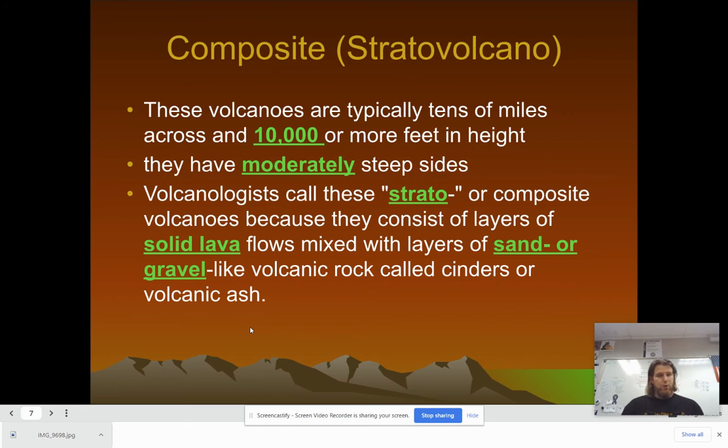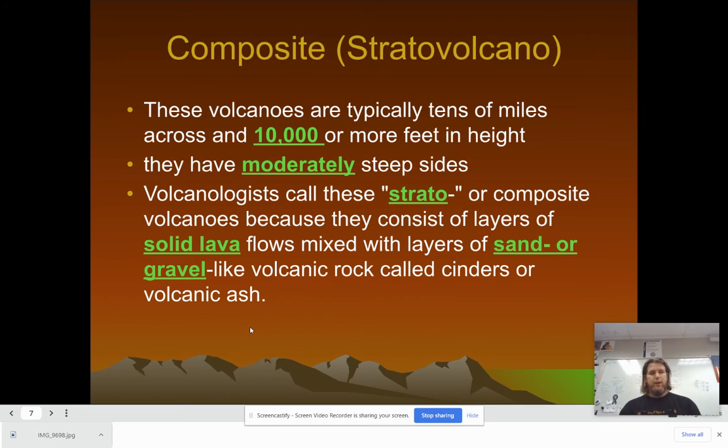They're called strato or composite volcanoes because they consist of layers of solid lava flows mixed with layers of sand or gravel-like volcanic rock called cinders or volcanic ash. If you have scoria or decorative rock in your front yard, that dark orangish but light rock that has little holes in it the whole way through, that's scoria, which is a type of volcanic rock that's kind of like a cinder. When you hit them together, you hear almost a clink rather than a thud like you would with more dense rocks. And so that's why they're called composite, because there's more than one thing in there.